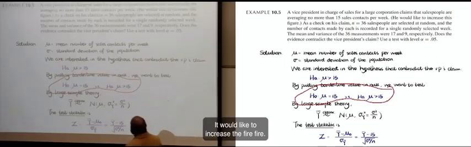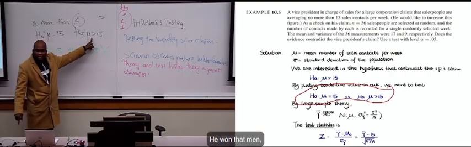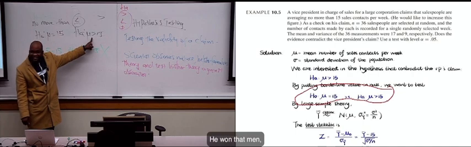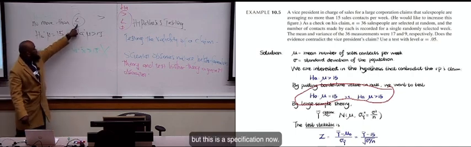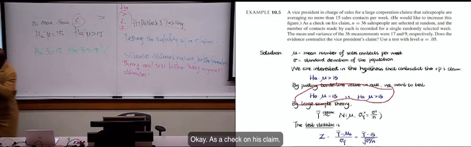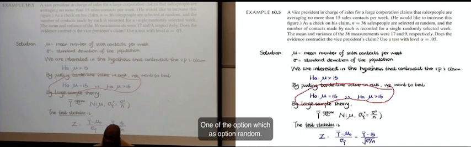it would like to increase the figure. It would like to increase the figure. It wants that. Does that make sense? But this is a specification now. Okay, as a check on his claim, 36 representatives are selected at random. One of the assumptions is kept. Which assumption? Random. Does that make sense?